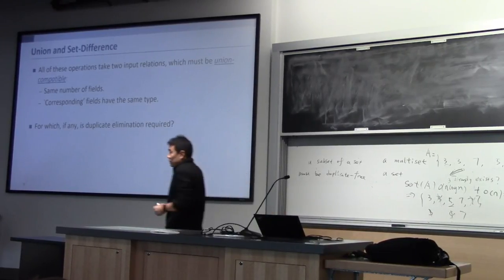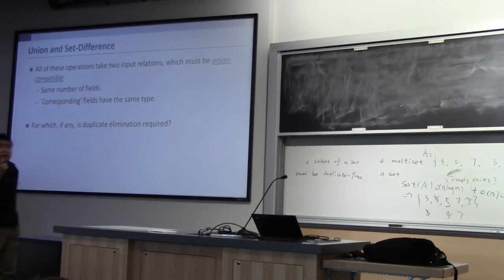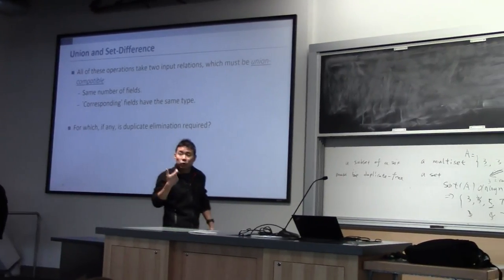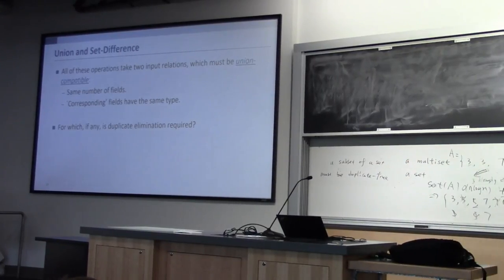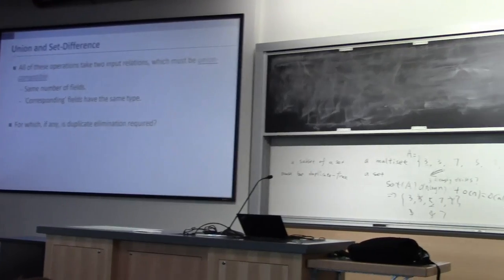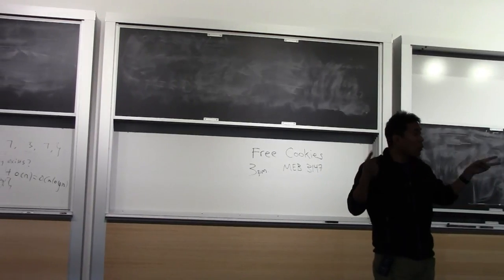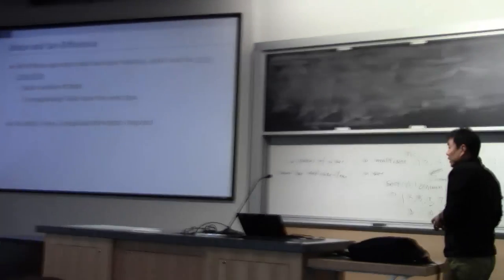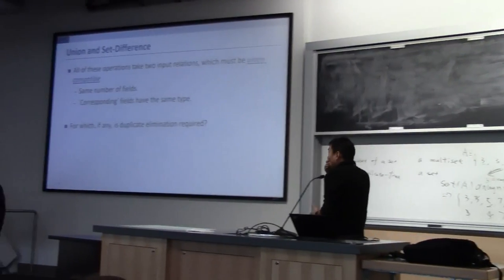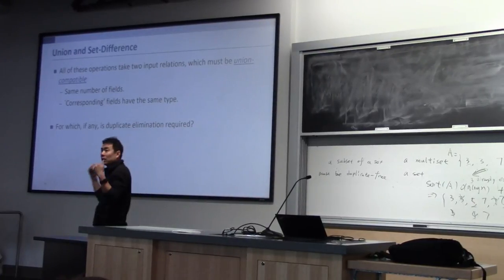Okay? Now, what about union and set difference? So far, we are looking at unary operators. Unary operators refer to those operators that take only one instance as its input. But there are times where you need to take more than one relational instance as input. Henceforth, we will introduce union and set difference. These operations take two input relations, which must be union compatible.